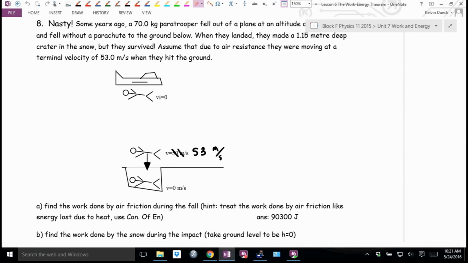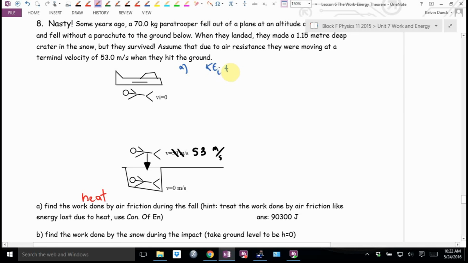8a, what does it want me to find? Work done by friction. You know what? That's a synonym for heat. Is there a change in height? Yes. Is there a change in speed? Okay. I'm going to use conservation of energy. I know it says work, but I've learned when it says work done by friction, really it lets me find the heat. So I'm going to go like this for part A.